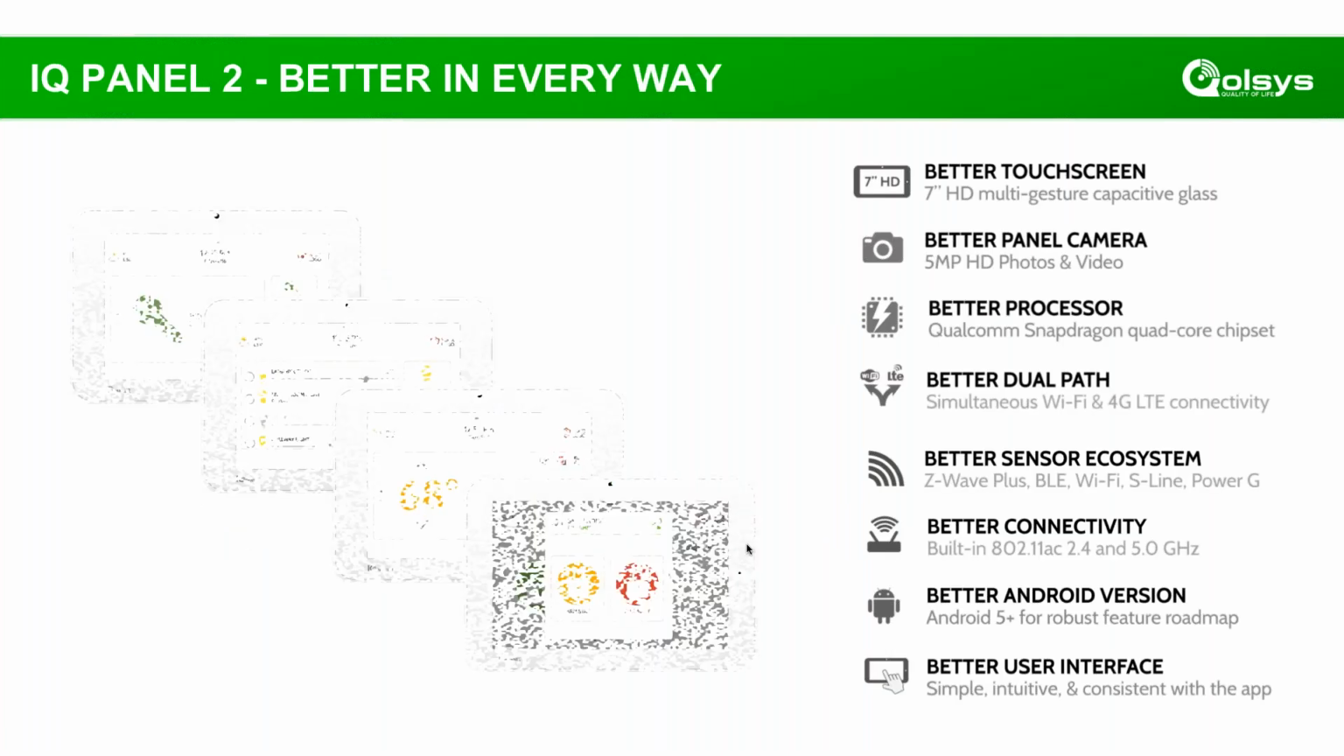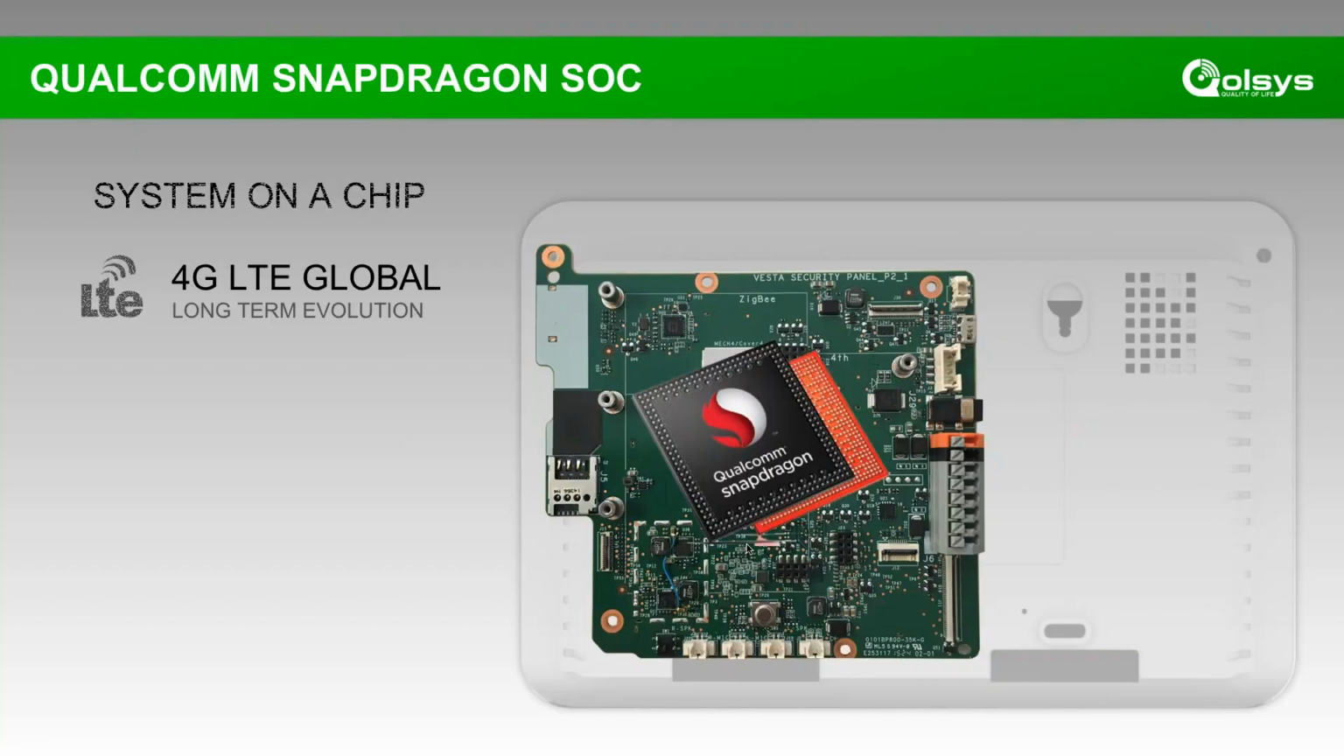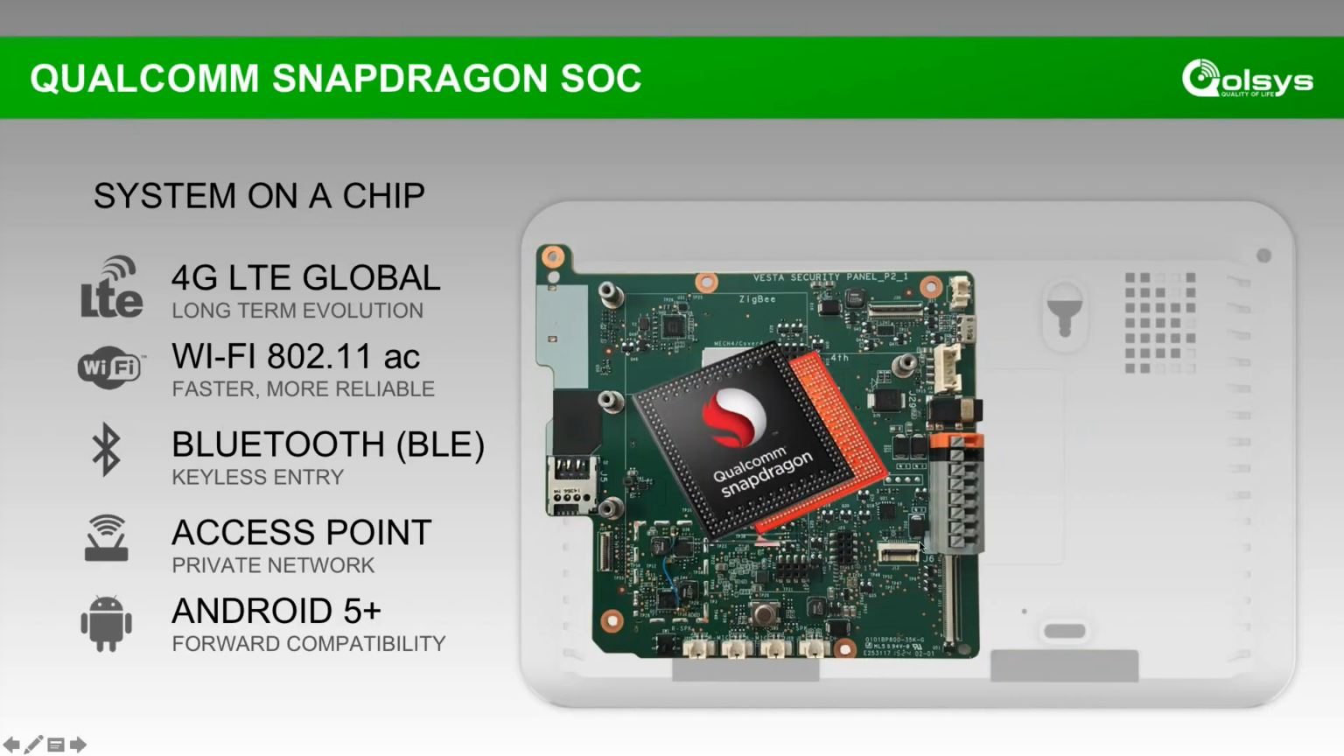So briefly, if you were to open up the back of the panel, here we call it the system on a chip. This is your cell chipset. This is a Snapdragon quad-core chipset. This is built right into the panel. This is not something you install after the fact. It's like going down to the Verizon store and buying a new phone, right? You pull it out of the box, you turn it on, and you're good to go. That's how our panel works.